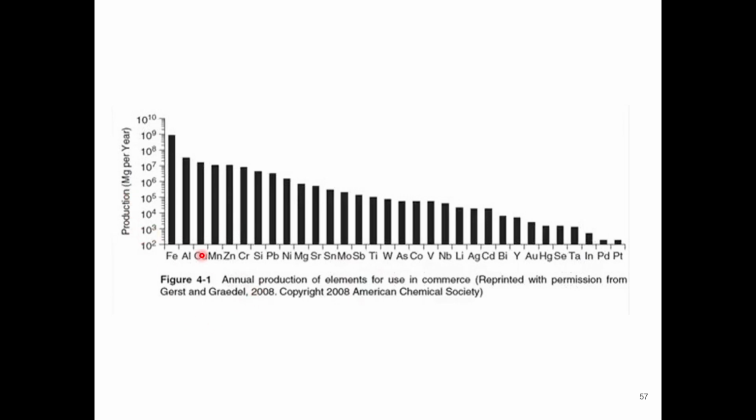Also, this is a figure which shows the annual production of elements for use in commerce. So these are the examples of elements shown, and this is the production per year in million grams, that is 10 to the power 6. This into 10 to the power 6. So if you see here, the annual production of the maximum production of element is iron, Fe.